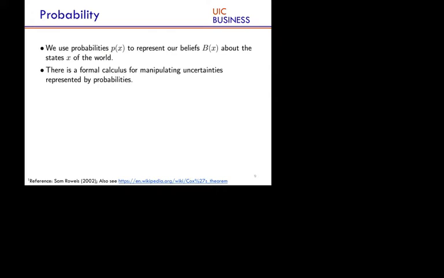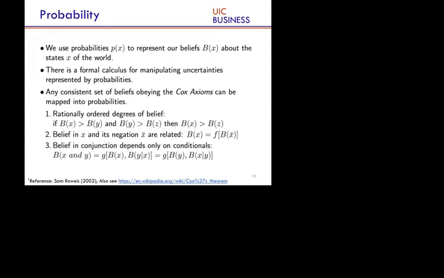So what's probability? Probability is an object which is basically a bunch of numbers. We use probabilities to represent beliefs about the state of the world. And there's a formal calculus for manipulating uncertainties represented with probabilities, and actually it has a really rich formal history. There's something called the Cox axioms that you can go look into, where there are certain properties that beliefs should satisfy, and probabilities satisfy those axioms. At least in the framework of probability that we're going to use.